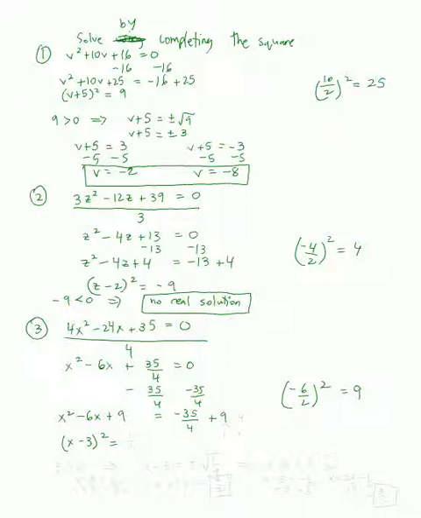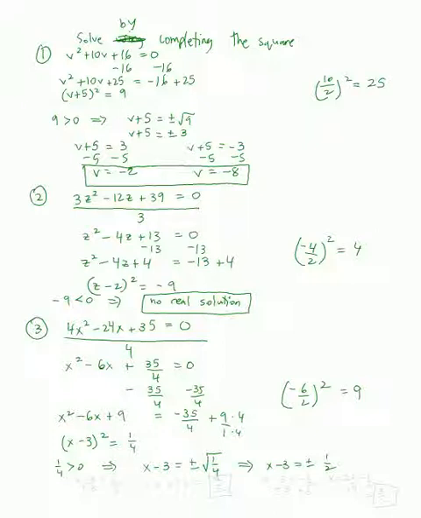What about the right? Well, the right we have to multiply by 4 over 4 in order to get the common denominator. So we get negative 35 over 4 plus 36 over 4, which is 1 over 4. Now 1/4 is positive, so by the square root property I get x minus 3 equals plus or minus the square root of 1/4. But the square root of 1/4 is just a half, so I get x minus 3 equals plus or minus 1/2.